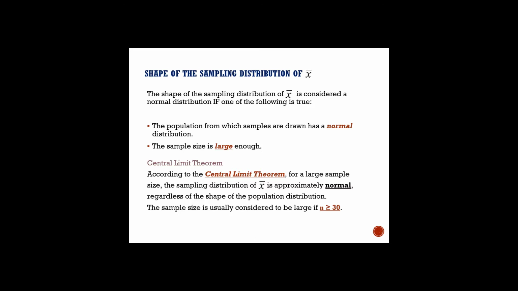The second condition is, if I have a large enough sample size, then it's considered I will have a normal sampling distribution also. Now, according to the central limit theorem, for a large sample size, the sampling distribution of x bar will be approximately normal regardless of the shape of the population distribution. In other words, my population distribution could be skewed, and if I have a sample size of 30 or greater, which doesn't seem too big to us, but that's considered large enough according to the central limit theorem, then I can say that my sampling distribution is going to be normally distributed, even if the population distribution was skewed.